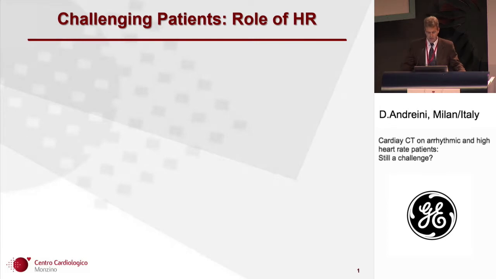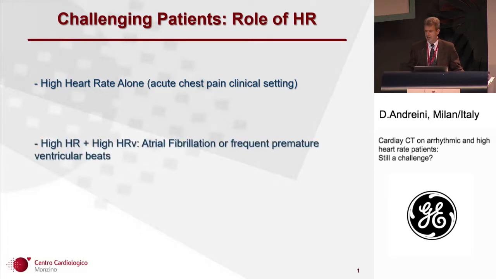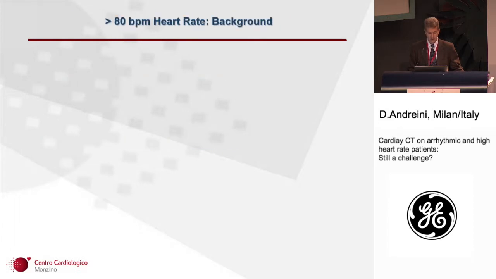So, regarding the topic of challenging patients in terms of rhythm, we know that the role of the heart rate value and of the rhythm is very pivotal in determining the image quality and the diagnostic performance of CT. We have two settings to cover. First, the high heart rate alone. Why alone? Because sometimes the high heart rate could coexist with higher heart rate variability, and that's the worst setting for cardiac CT, which corresponds to atrial fibrillation patients. So we start with the high heart rate setting.